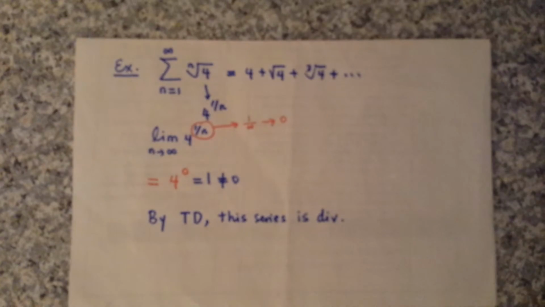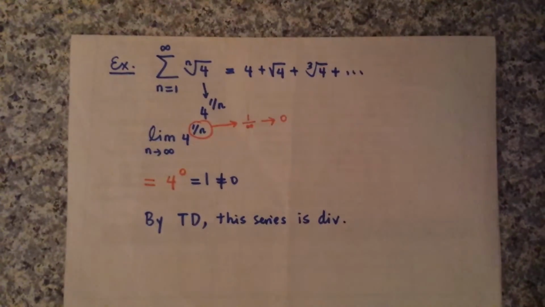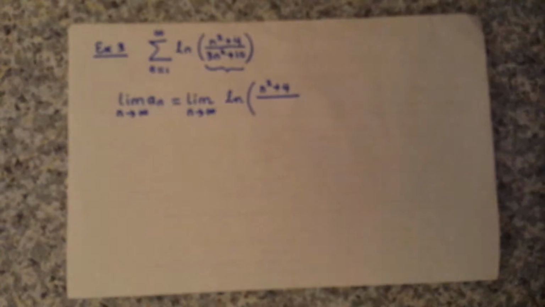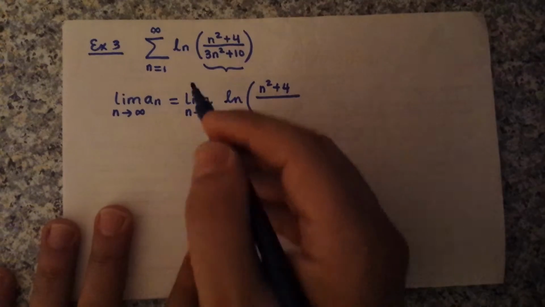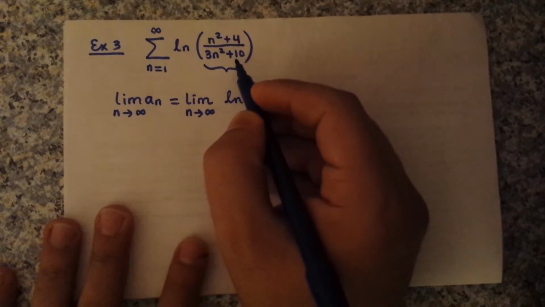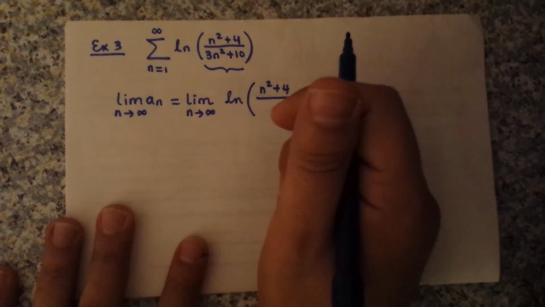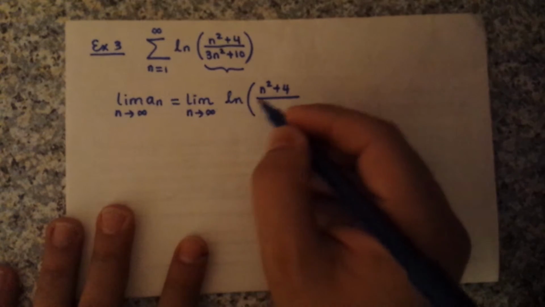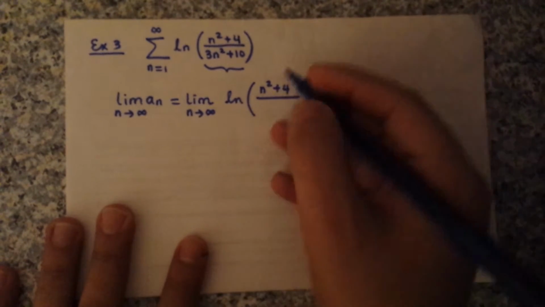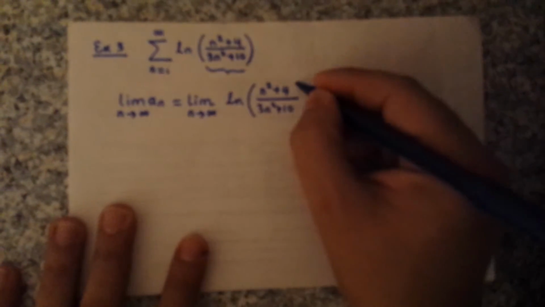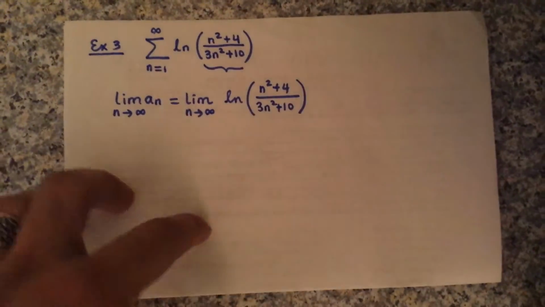I can just give you this one as another example. It might be something interesting. This one includes ln: the ln of n squared plus 4 over 3n squared plus 10. And it's not geometric. Once you take the limit of a_n, this limit of n squared plus 4 over 3n squared plus 10. I started to solve this one, but I couldn't finish, so let's just finish here.